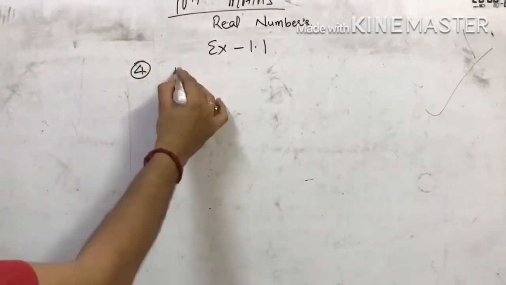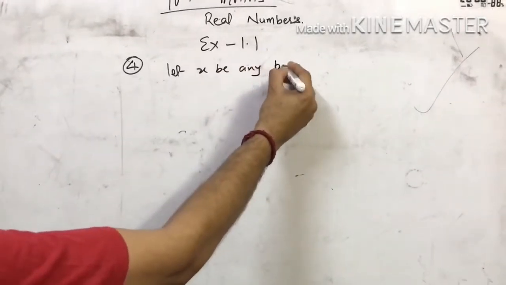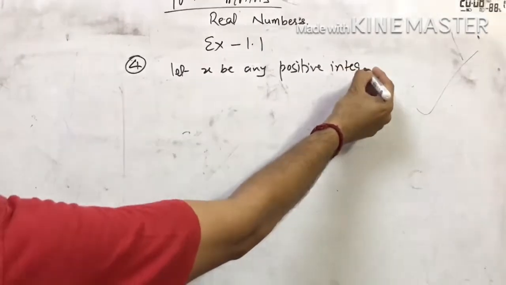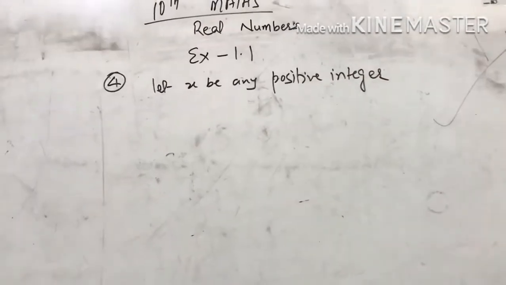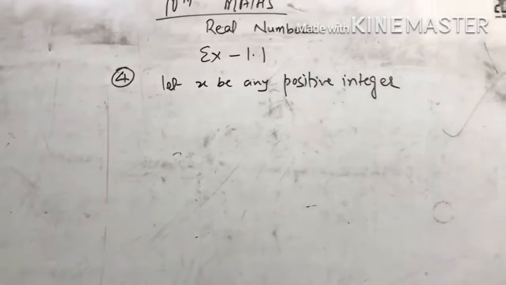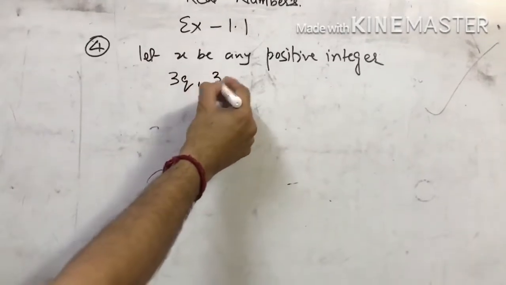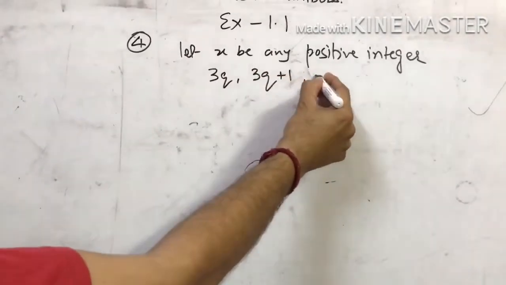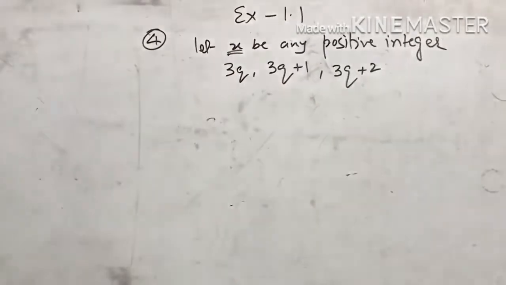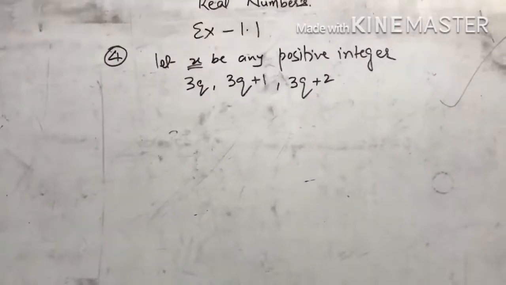Let x be any positive integer. So you have considered that x is a number which is a positive integer. It can be odd or even, but it is a positive integer. So what should its form be? It can be 3q, 3q plus 1 and 3q plus 2. So that means the value of x can be 3q, 3q plus 1 or 3q plus 2.